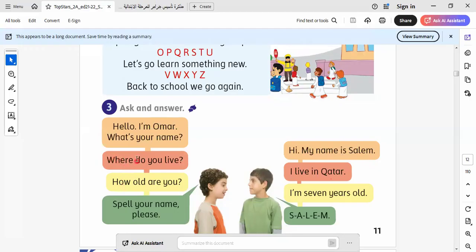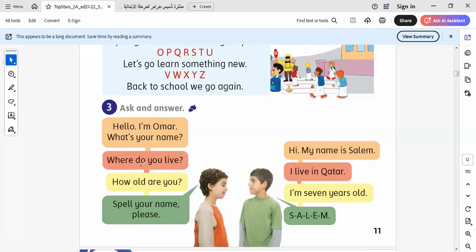"Where do you live?" When we say "where", I ask about a place. Later we took the WH questions and we know "where" is used for asking about a place. So here we say, "Where do you live?" "I live in Qatar." When we live in Egypt, I say "I live in Egypt." Here we say, "How old are you?" So here I ask about what? About age. I took this before. If you return to the last video, you can see this again. So it will be, "I'm 7 years old."